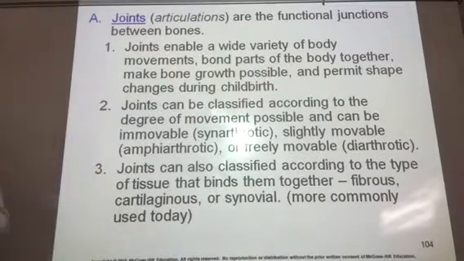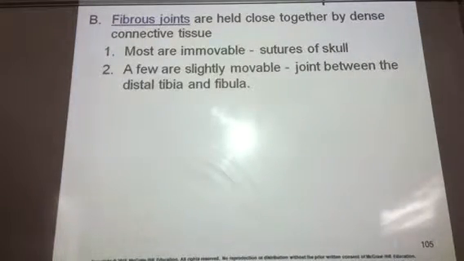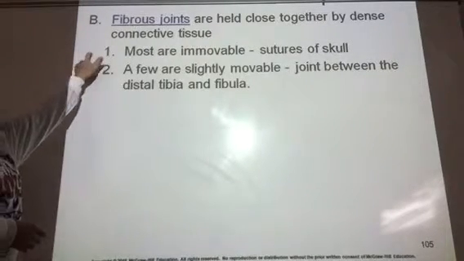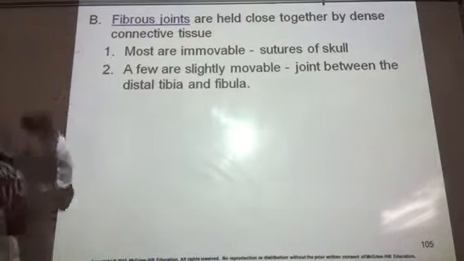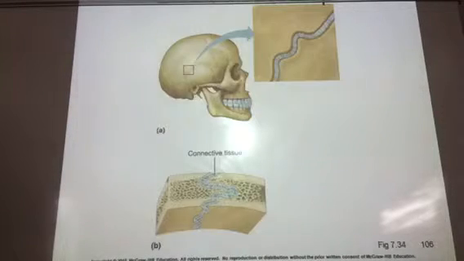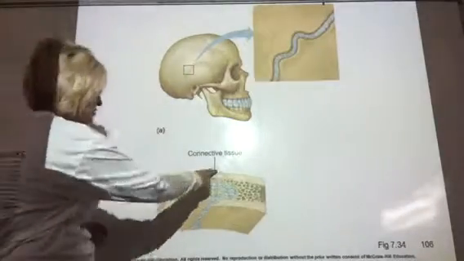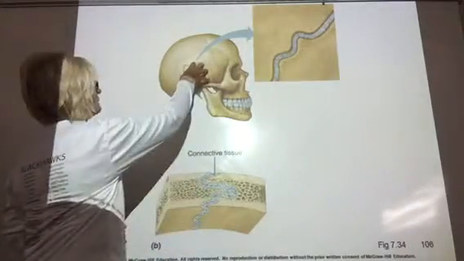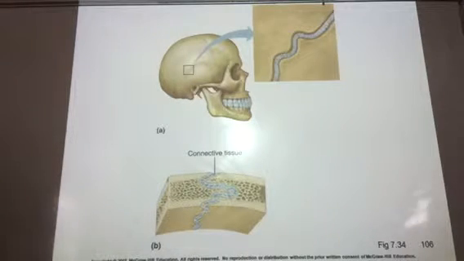Also, we have fibrous, cartilaginous, and synovial. Fibrous joint, sutures of your skull are fibrous, and they are immovable, and that's the main one that I want you to know. So fibrous joints, sutures of your skull, they are immovable. And there's just a picture made up of connective tissue, and then that suture is what basically bonds one of your skull bones to another.